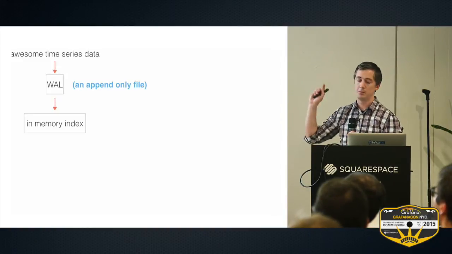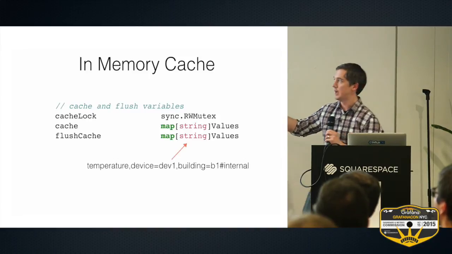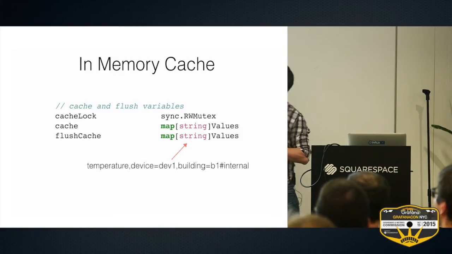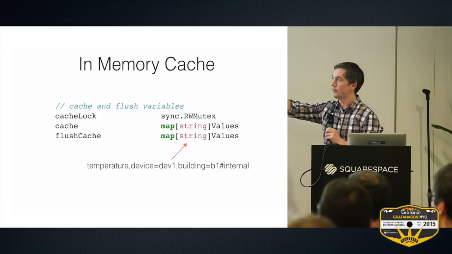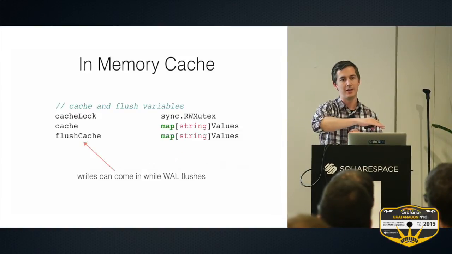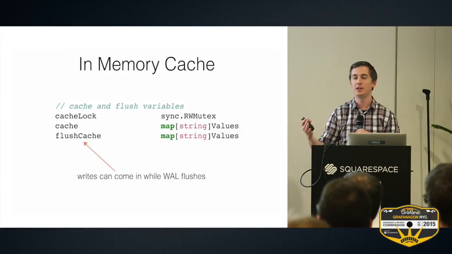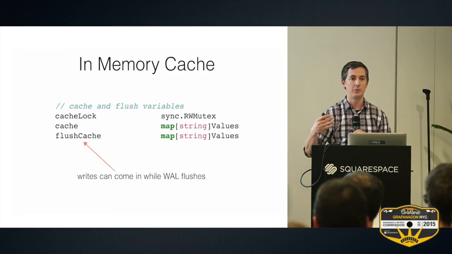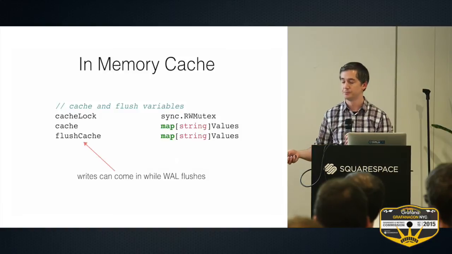So here's what the in-memory cache looks like. We have the cache itself, we have a flush cache, and everything's stored by this string, this series. The reason we have a flush cache is because flushes from the WAL to the on-disk index can take time, right? They can take 20 seconds, but we still need to be able to do writes to new data, and we need to be able to query the data that's currently being flushed as that's happening.